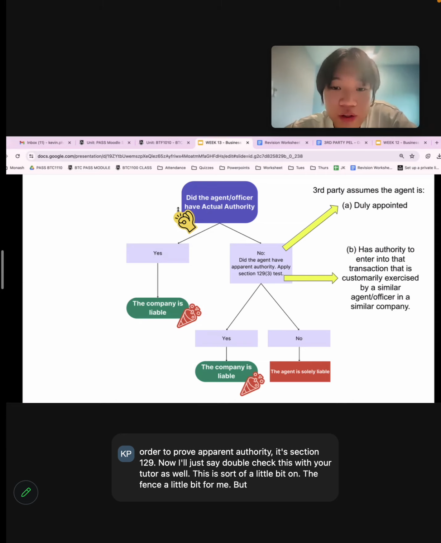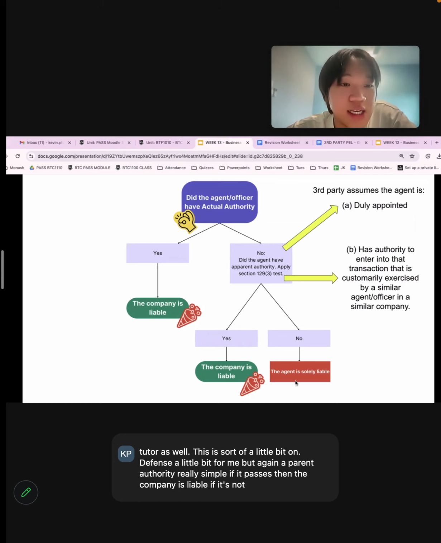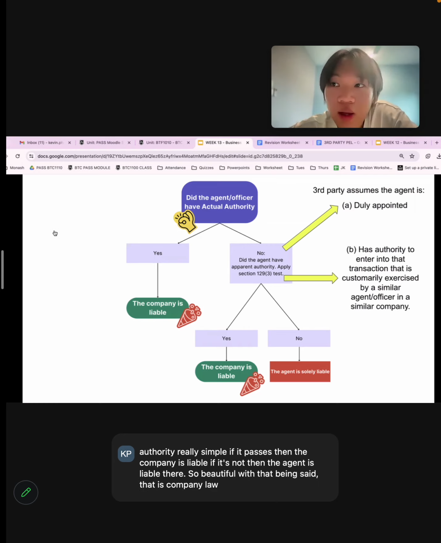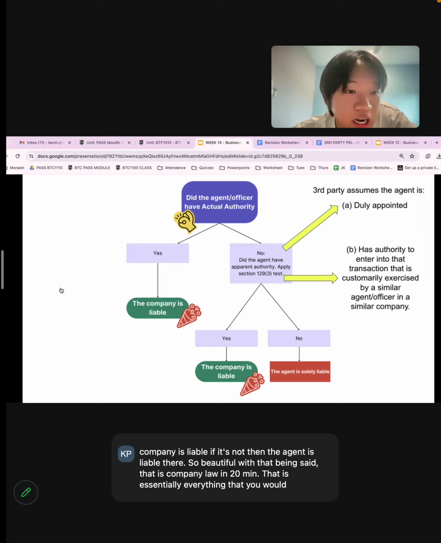But again, apparent authority is really simple. If it passes, then the company is liable. If it's not, then the agent is liable. So beautiful. With that being said, that is company law in 20 minutes. That is essentially everything that you would potentially get asked on.